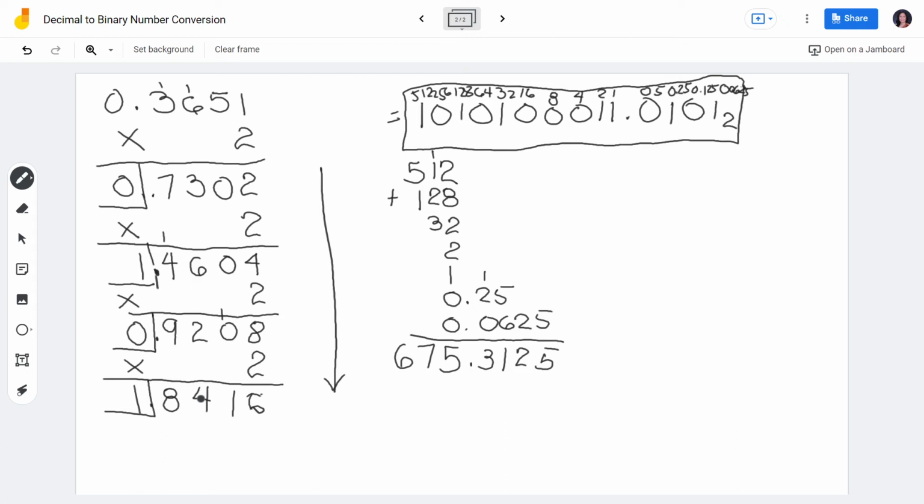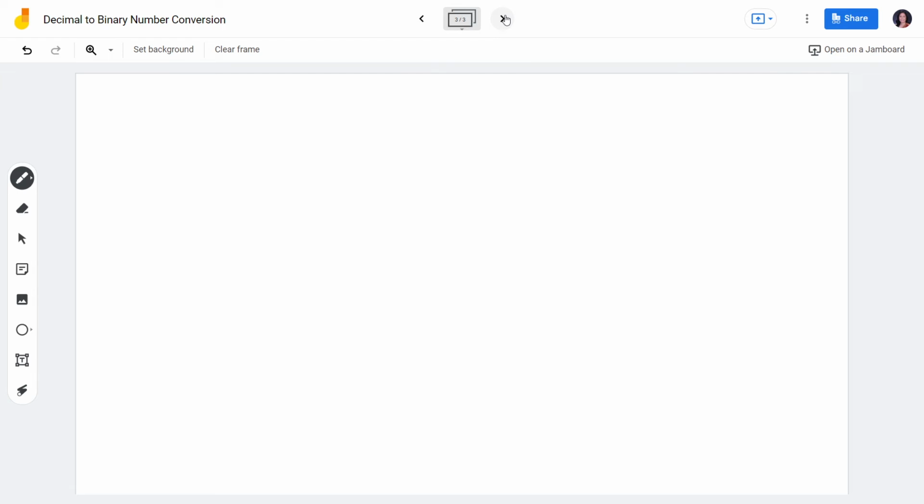So again, for further reinforcement of learning, I'm going to provide another example. Let's have the example 891.6037. Again, let's separate the conversion of the integer and fraction part.